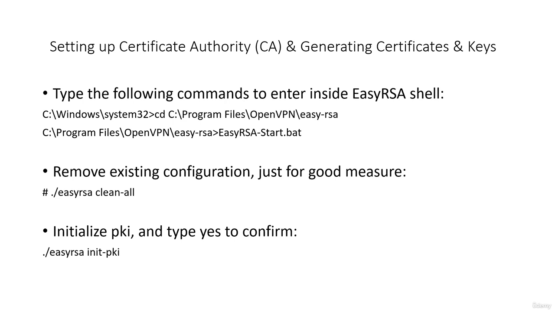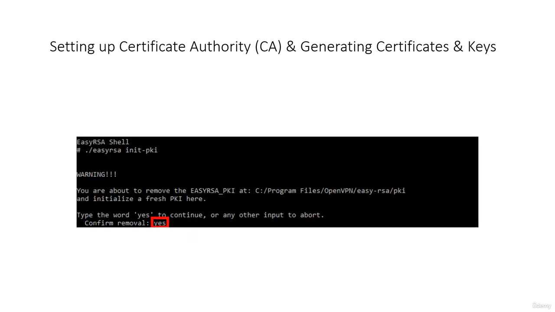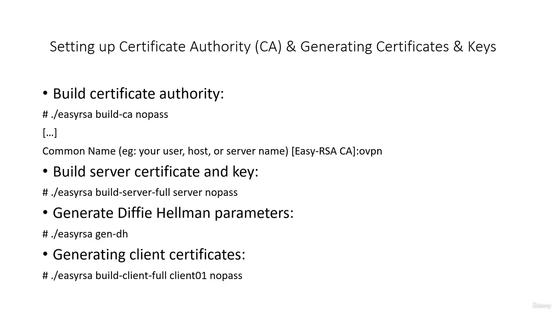After that we need to remove the existing configuration just for good measure. Simply type this inside your command prompt on Windows, and then we need to initialize the PKI, and the command prompt will ask you to confirm. As you can see, after typing the previous two commands, it will look like this, and then type yes. After that we need to build our certificate authority inside the terminal, so we type this command. Then we build our server certificate and keys with this command.